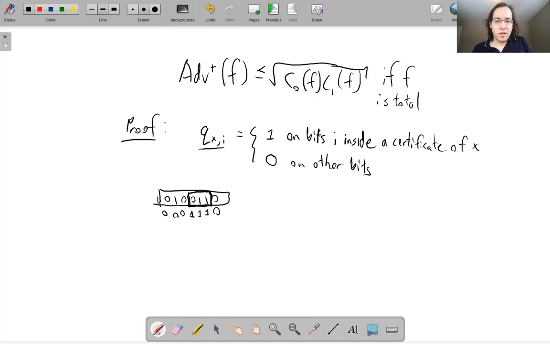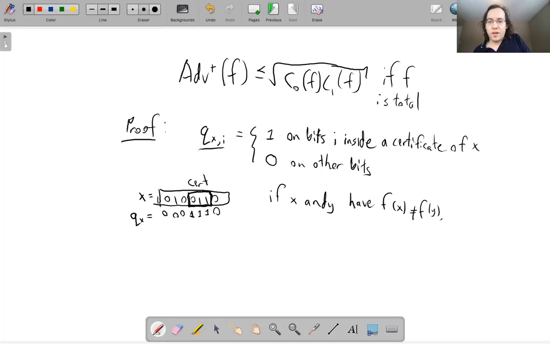So this sequence of strings here will be q_x,i for different i's. Here x is this, and q_x is basically this vector. So q_x,i gives you the weight here, where this highlighted portion is a certificate. Basically, the idea is if x and y have f(x) not equal to f(y), then the certificates must disagree.